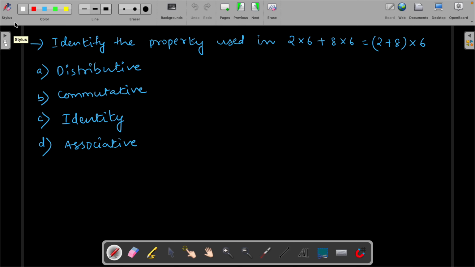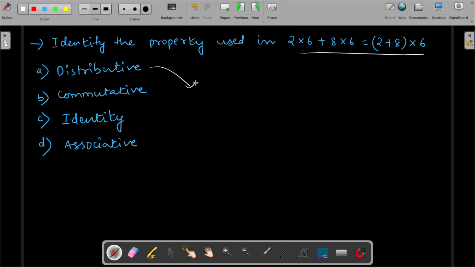Let us see one more TET question. Identify the property used in this equation. They have given options: distributive, commutative, identity, associative.